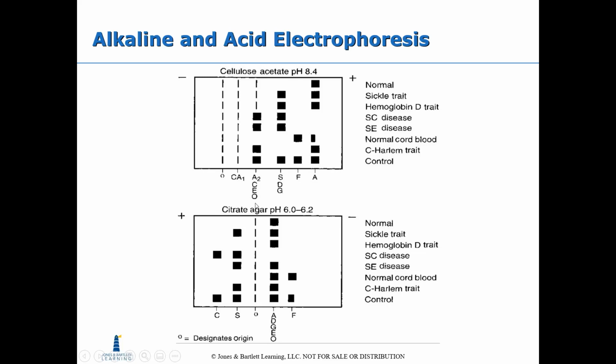So here you can see on cellulose, hemoglobin A is going to migrate the furthest. Citrate agar, the origin is actually in the middle. And depending on the charge of the protein at that pH, it's going to migrate either toward the positive if the protein has a negative charge, or it's going to migrate toward the negative if the protein has a positive charge. So you can look at the migration patterns and where it ends up on the citrate agar.